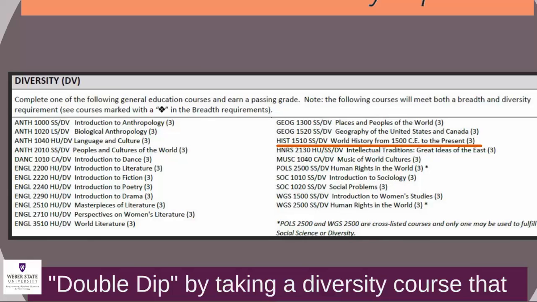When choosing classes in the breadth requirements, please make sure to take one class with a broken diamond. This completes the general education core requirements.